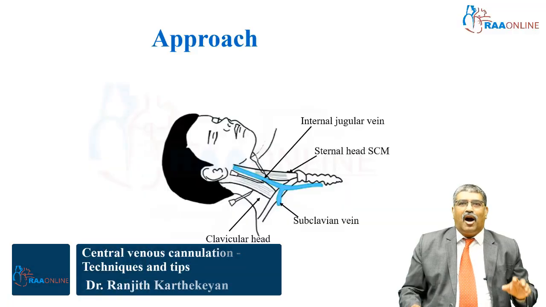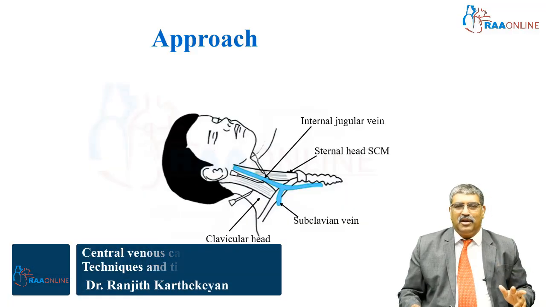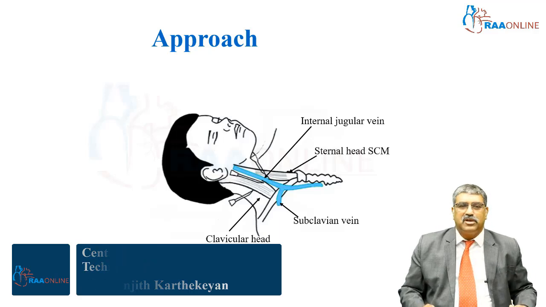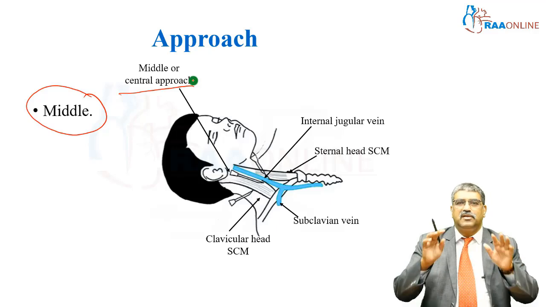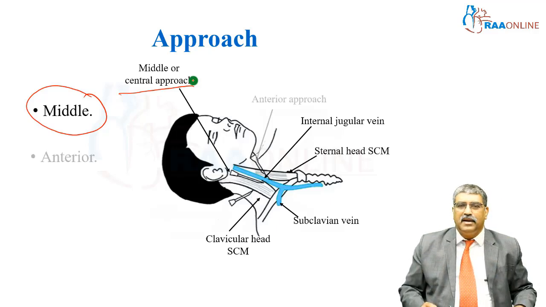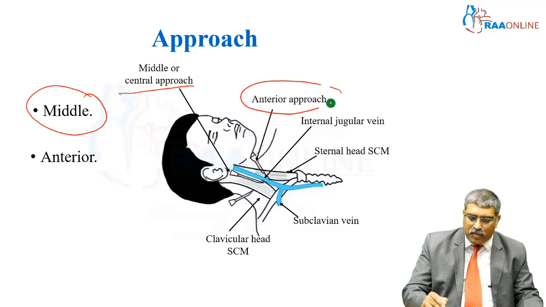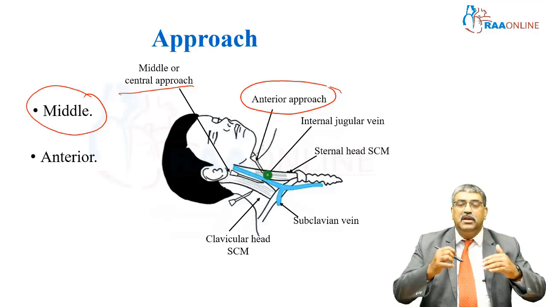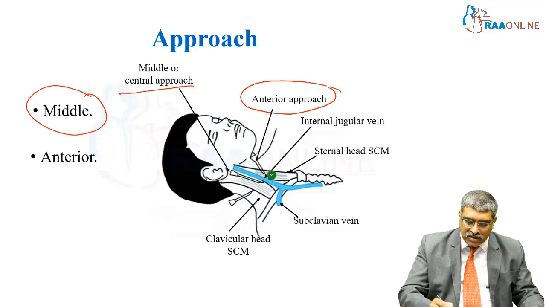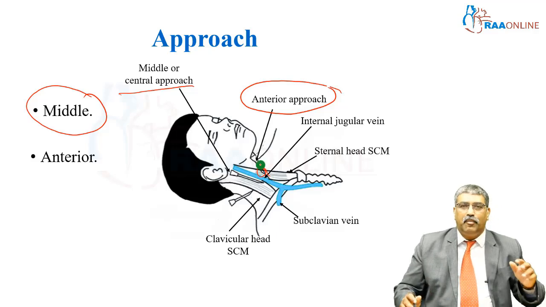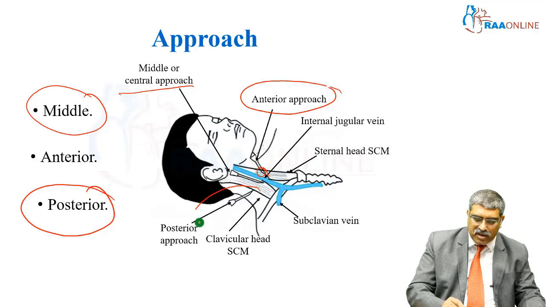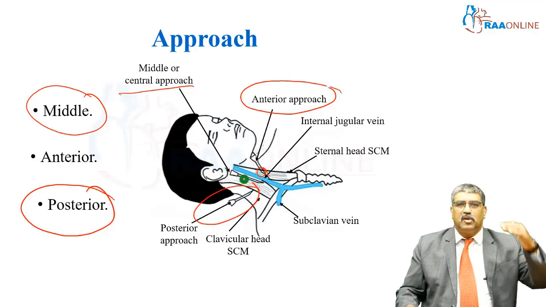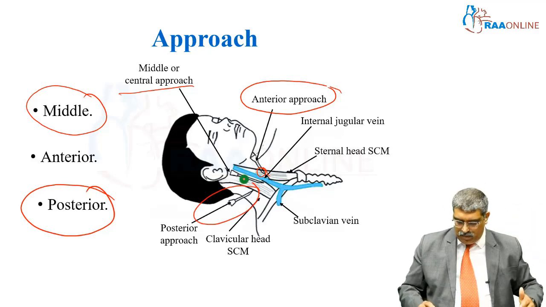Now coming to the approaches to jugular vein. You have three main approaches. One is the middle or the central approach, which is very common. Next is the anterior approach. By anterior, you mean that it is anterior to the sternocleidomastoid muscle. And the third approach is the posterior, which is posterior to sternocleidomastoid muscle. So, middle, anterior and posterior.